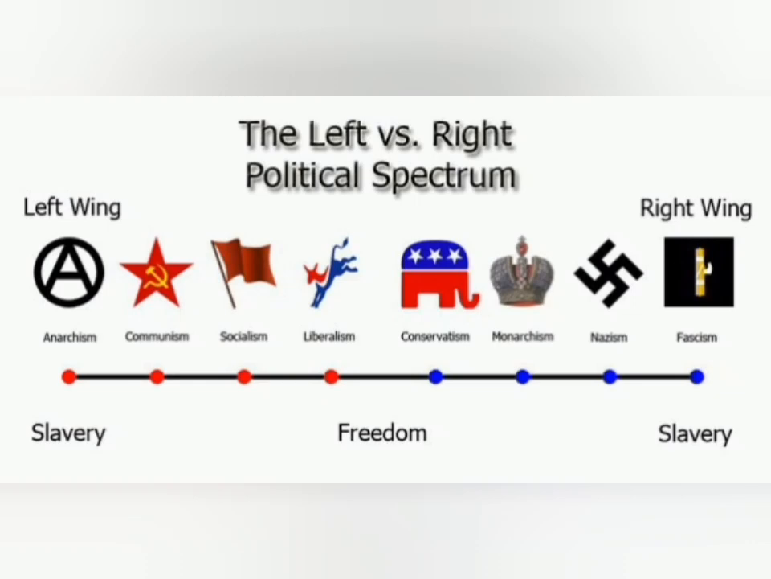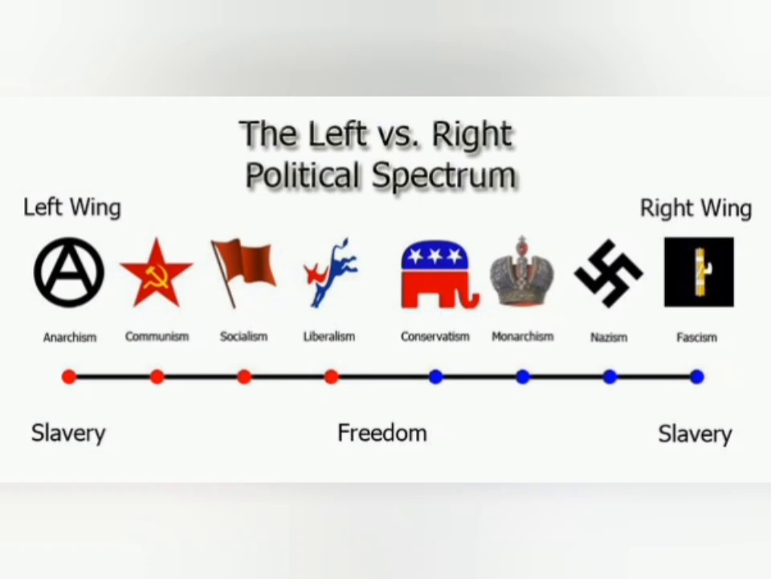Examples of left-wing ideologies. Social democracy. Social democratic parties advocate for a mixed economy with a strong welfare state. They often prioritize universal health care, education, and workers' rights. Examples of countries with social democratic parties include Sweden and Germany.